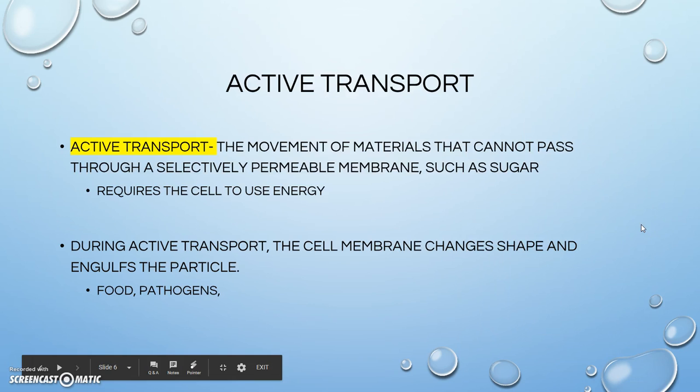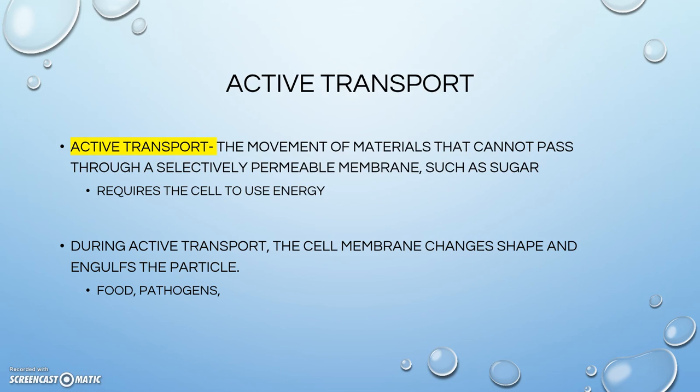Then we have active transport, which is the movement of materials that cannot pass through a selectively permeable membrane, such as sugar. This requires the cell to use energy. During active transport, the cell membrane changes shape and actually engulfs the particle, namely food and pathogens. So when a pathogen enters your body, your white blood cells will change their shape and engulf the particle and make it go away.